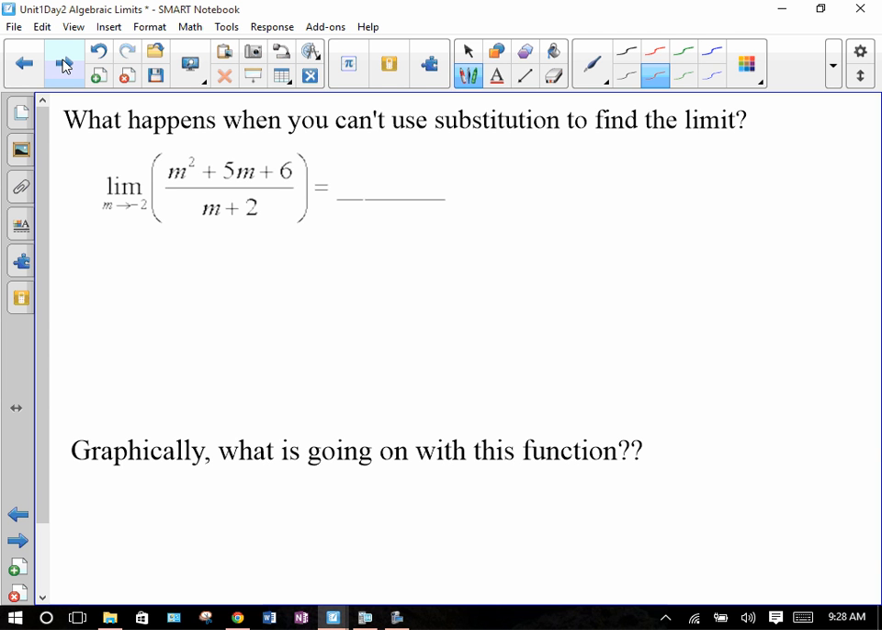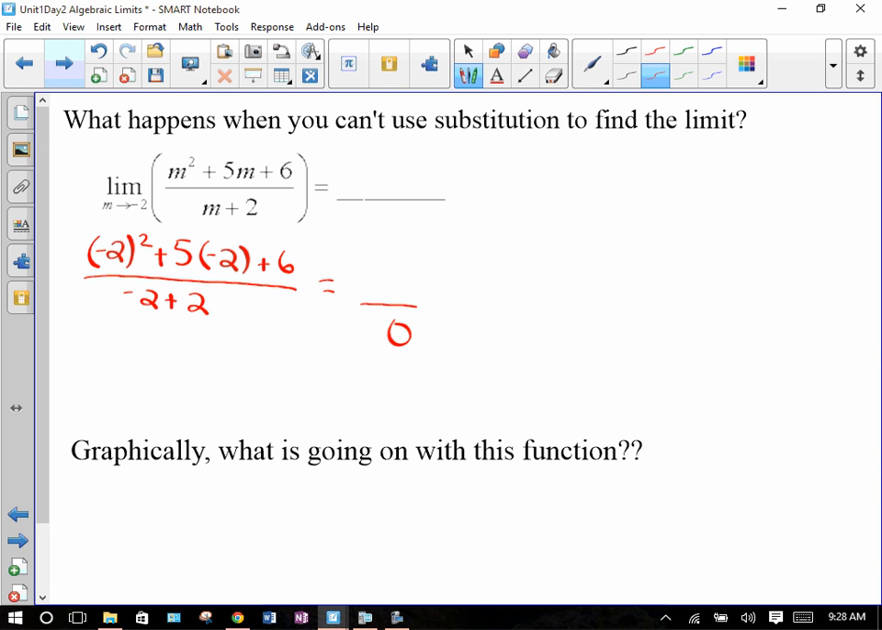Okay, so we're going to end up dividing by 0 here. So we'll plug it in. Let's plug -2 in. So we're going to have -2 squared plus 5 times -2 plus 6, divided by -2 plus 2. Alright, so we can definitely see -2 plus 2 is going to be 0. So we already know that there's a problem.